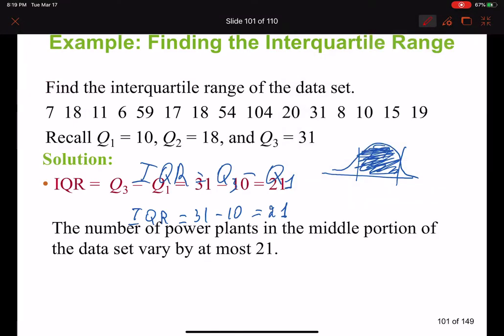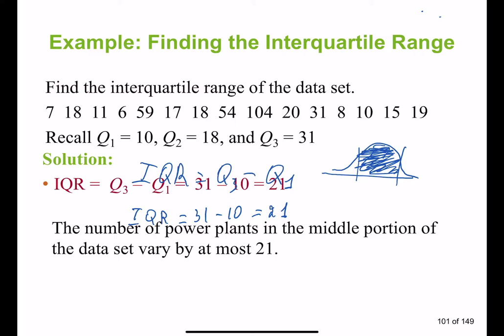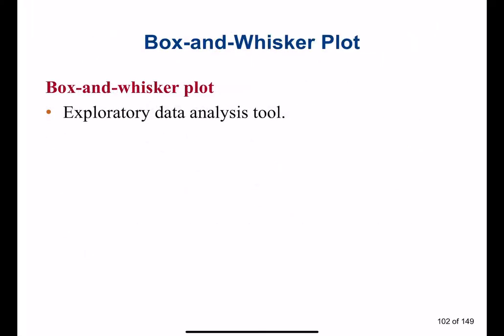Let me take a red one. The number of power plants in the middle portion of the data set can vary at most by 21. So now let's explore a data analysis tool, the Box-and-Whisker plot.